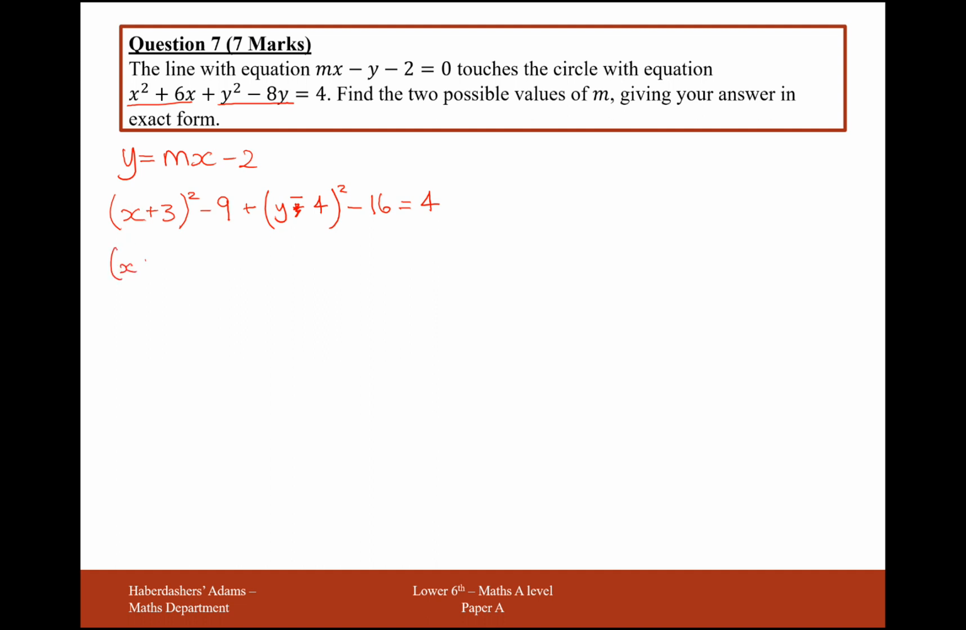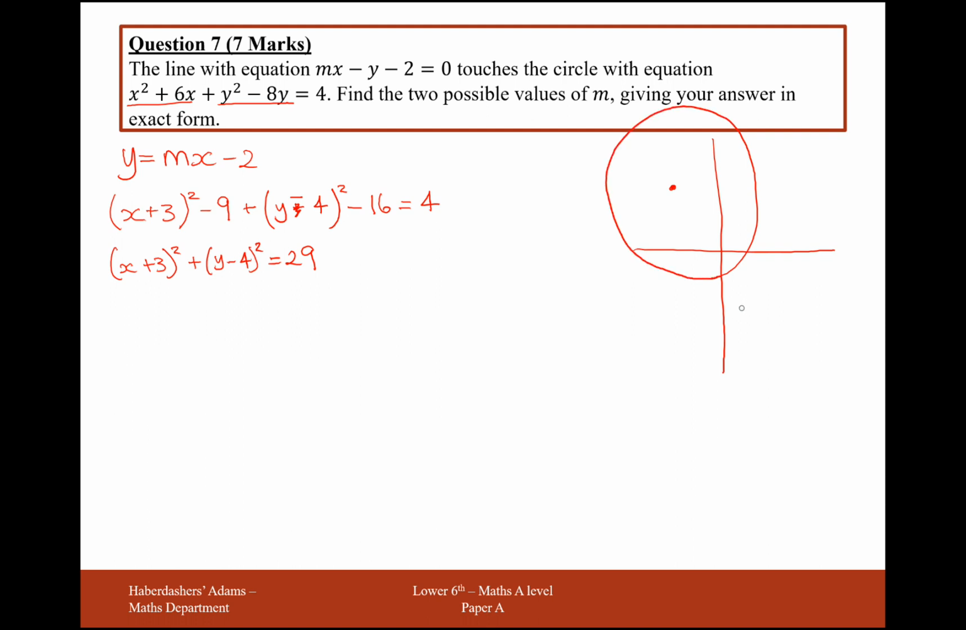So just taking those numbers over to the other side, I'm going to get (x plus 3) squared, add (y minus 4) squared, and this is going to equal 29 on the other side here. So we have a circle with centre (-3, 4), radius root 29, so just drawing that graph out, (-3, 4), so that's up here, radius root 29, so that's going to be a circle that roughly looks like this.